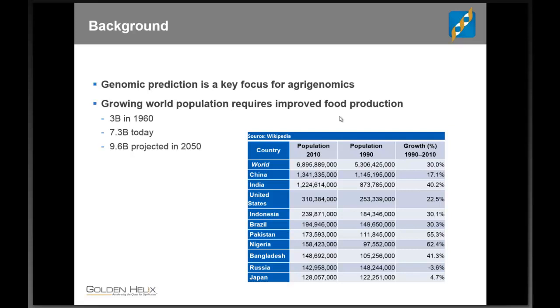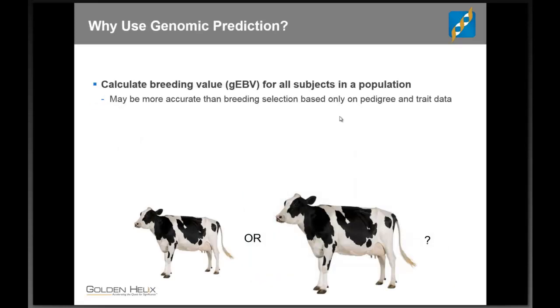And one of the methods that is being used to drive these improvements is genomic prediction. So why use genomic prediction? On this slide, I'm going to mention 3 different scenarios where it might be useful or important. First of all is this concept of calculating breeding values for subjects in a population. And what do we mean by breeding values? Well, historically, traditionally in breeding programs, you might rely on pedigree data, observational data about animals or about plants to determine which ones are optimum to breed for particular traits.